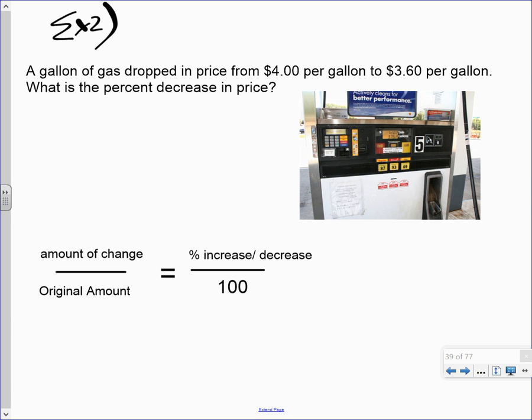Write this down. A gallon of gas dropped in price from $4 per gallon to $3.60 per gallon. What was the percent decrease in price? So here's a real life situation. This is example 2. Copy that down.